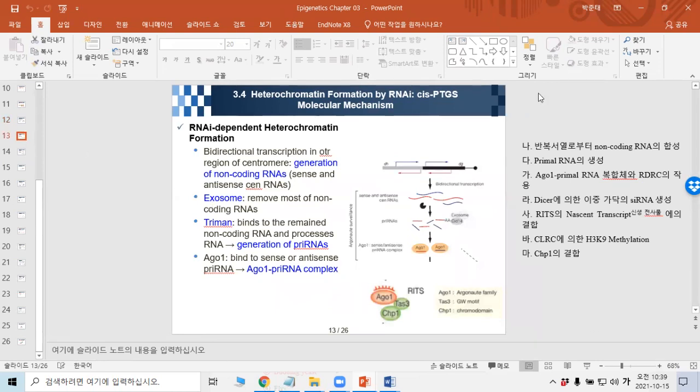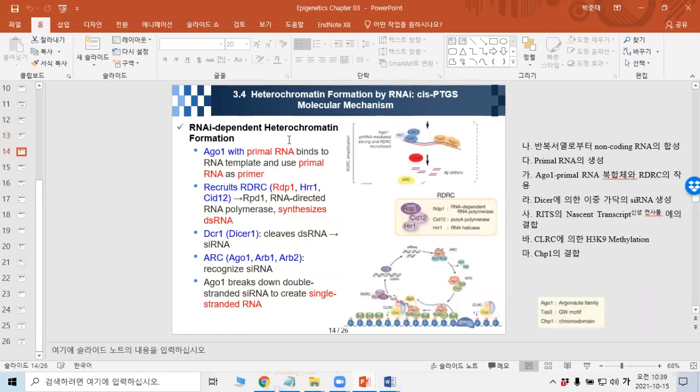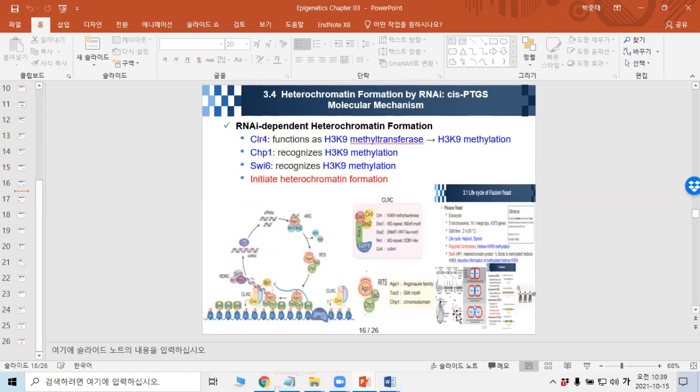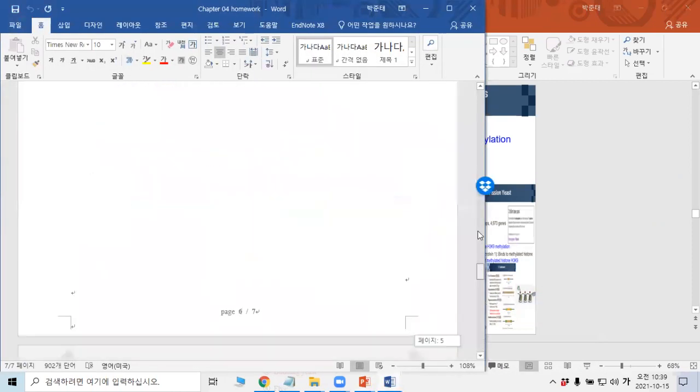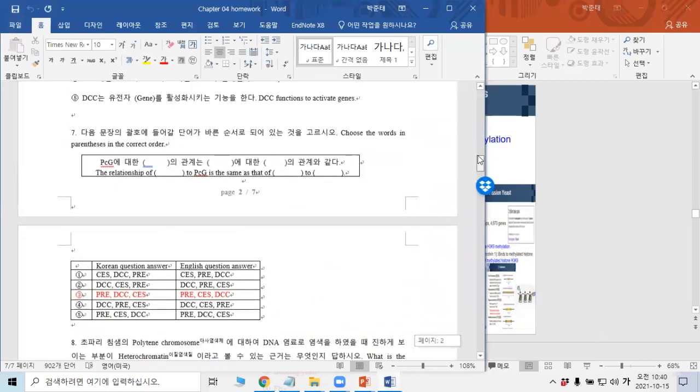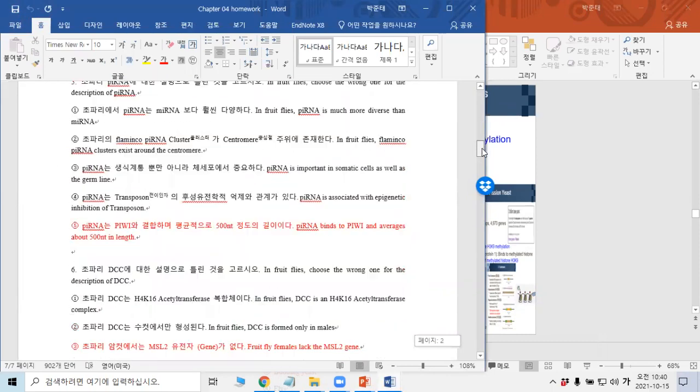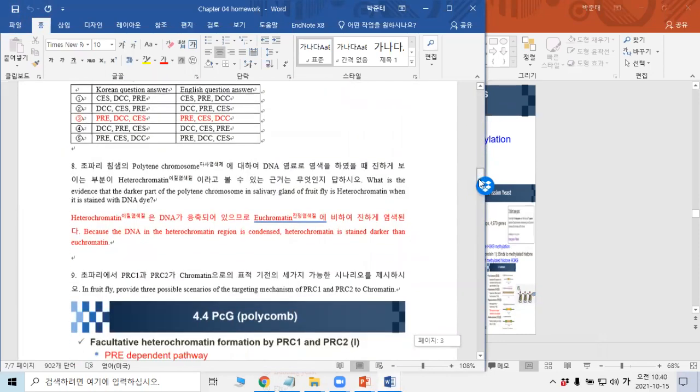This is the first procedure, the second procedure and the third procedure, and this is the final procedure. You don't have to memorize all the steps. For example, in our homework, we mentioned the very important step in the RNAi dependent pathway.